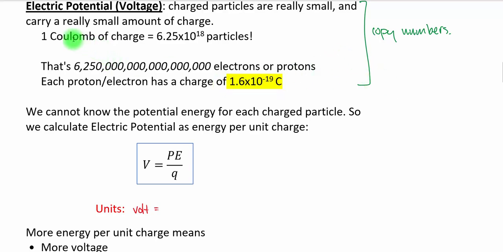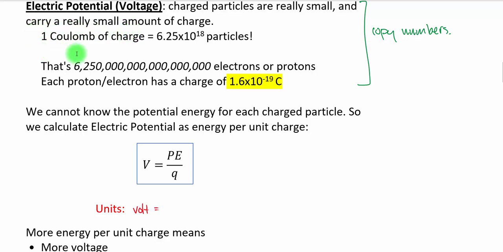If you have a charged particle, let's say a positive charge near a negative charge, if the positive charge is free to move, it will be attracted to and move towards that negative charge. So it will have a potential energy based upon where it is relative to where it wants to be. The problem is that charged particles are really, really small, and they carry a very small amount of electric charge.